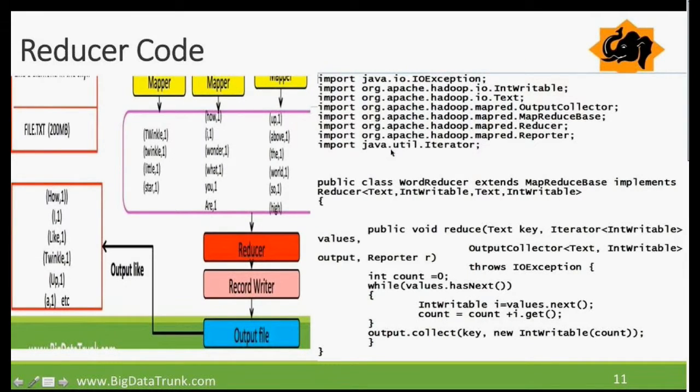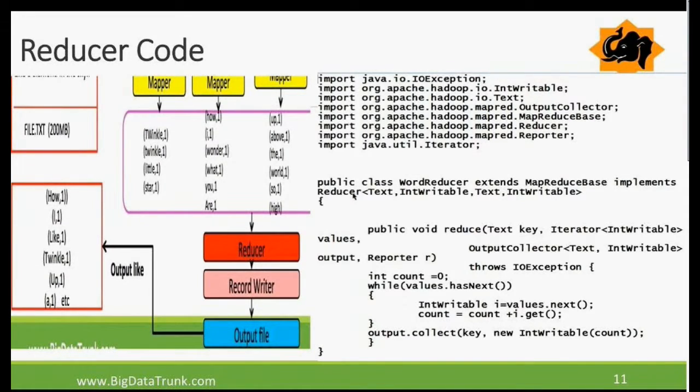We have a series of imports which enable us to borrow all those libraries already created by the Apache implementation. Then we define a class, whatever name we want. Here I've defined it as word reducer, and we are extending the base reducer. So we're not writing it from scratch again, we are extending it. This also has 4 different arguments defined.